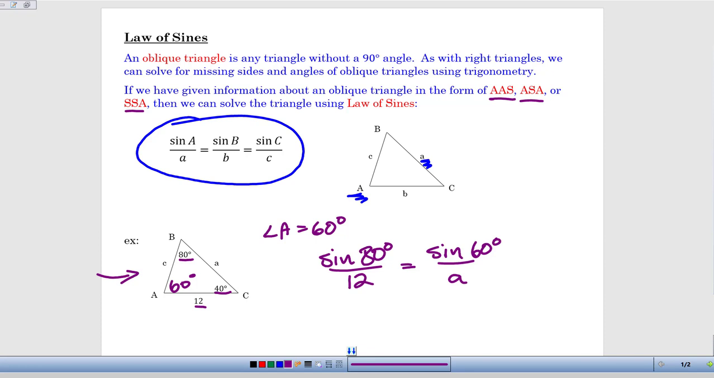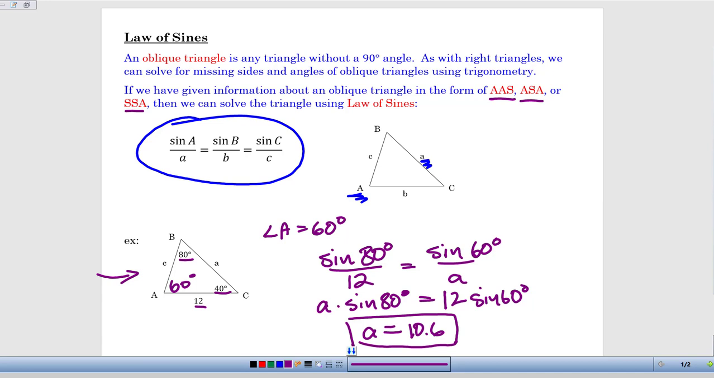But we can go ahead and use our calculator at this point, where we can push buttons so we can figure out what the sine of 80 is, divide that by 12. So we end up with A times whatever the sine of 80 turns out to equal. And then on the other side, if we cross multiply, we've got 12 times the sine of 60 degrees. And so then if we divide both sides by whatever the sine of 80 is, I won't bore you with the details there. You can push buttons on your calculator and figure this out. And hopefully you'll end up with 10.6 as the length of side A.